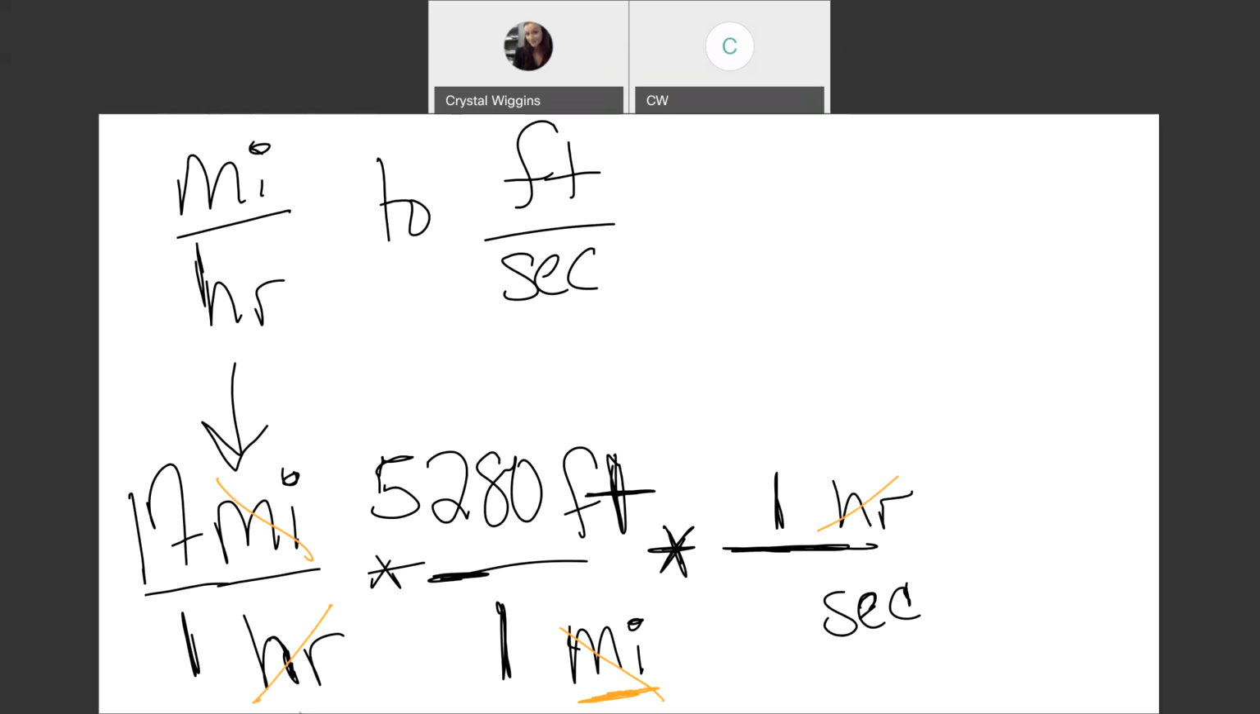So we have 1 hour. How many seconds do we have? Well, that would be 60 times 60 because there's 60 seconds in a minute and 60 minutes in an hour, which gives us 60 times 60 or 3,600 seconds in an hour. Now we see that miles cancels, hours cancels.